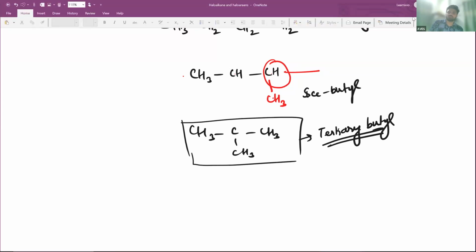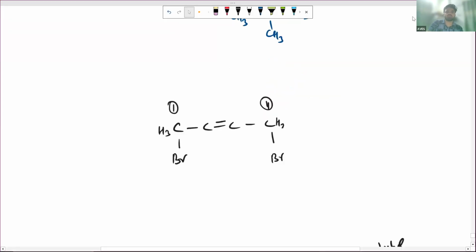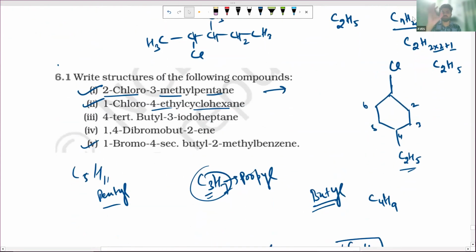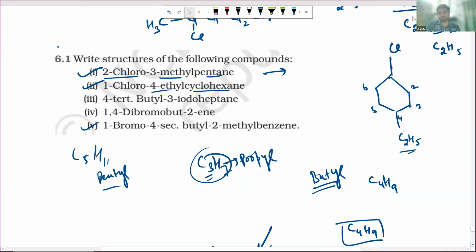Next. What is in the question? It is saying secondary butyl. At the first position is bromo. Then we have secondary butyl. Then at the second position we have methyl, and then benzene. Secondary butyl benzene.